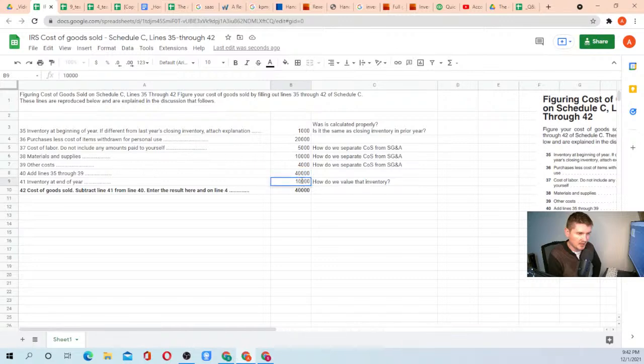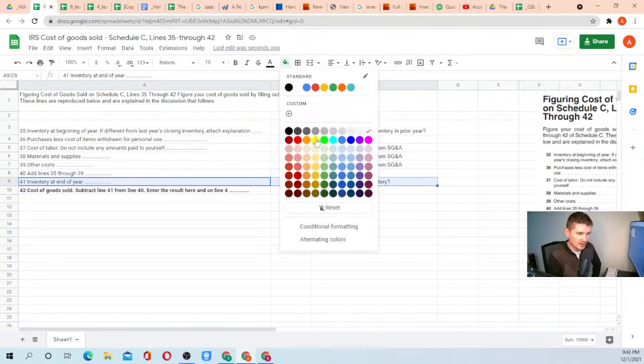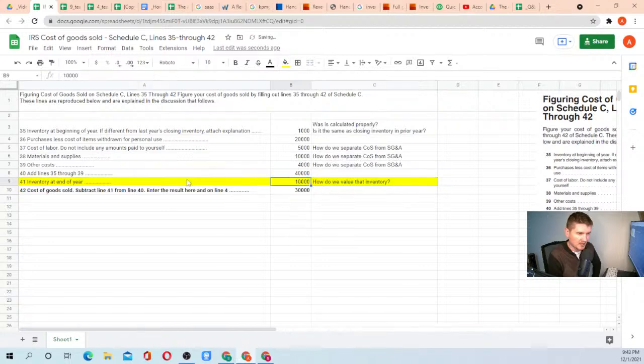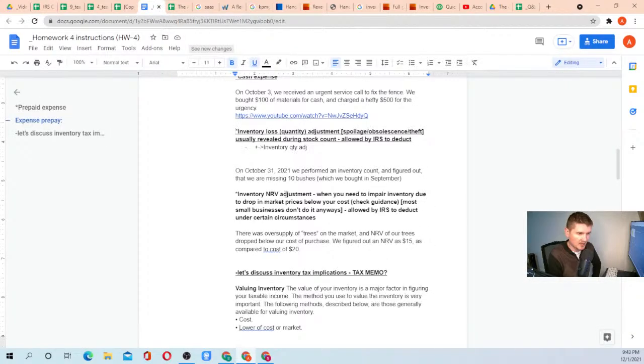So that's how the cost of sales roll forward works in accounting and in IRS. So the main question, I would say, is how do we value inventory here? Okay, and regarding our homework, we have inventory loss quantity-wise, and we also have inventory NRV adjustment, or inventory loss quality-wise.